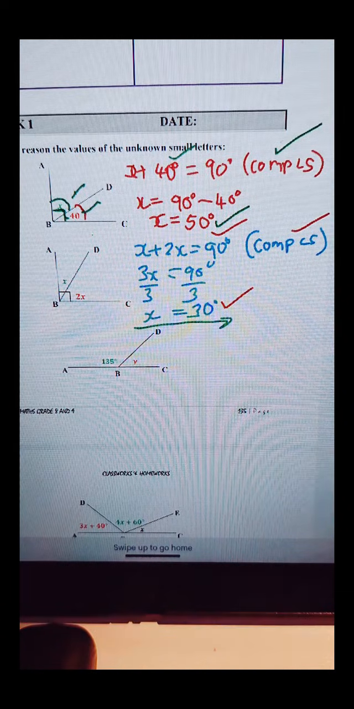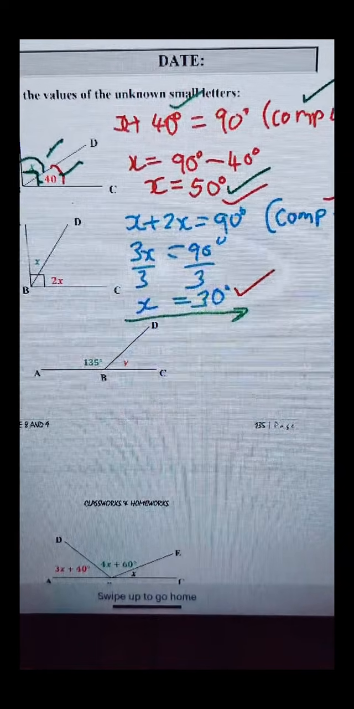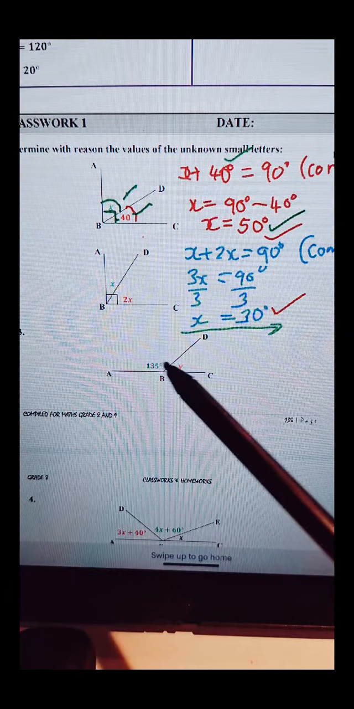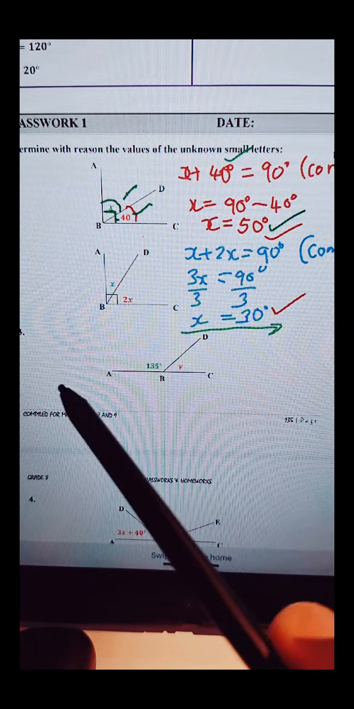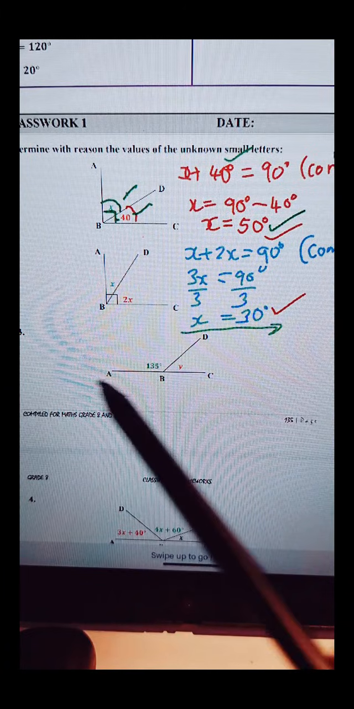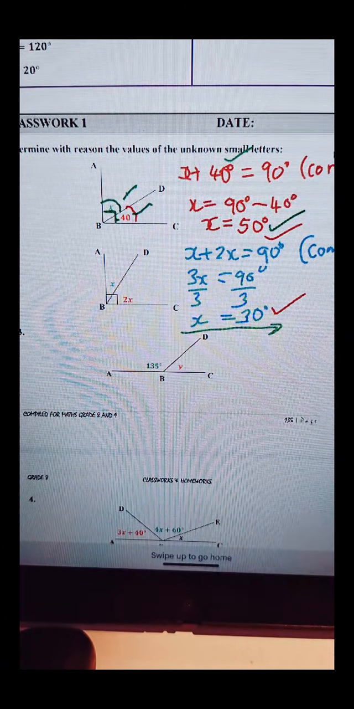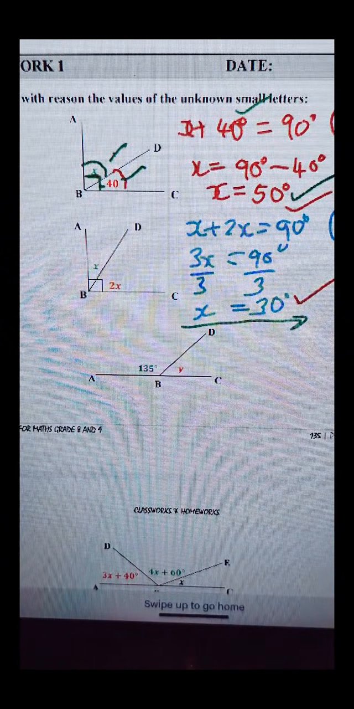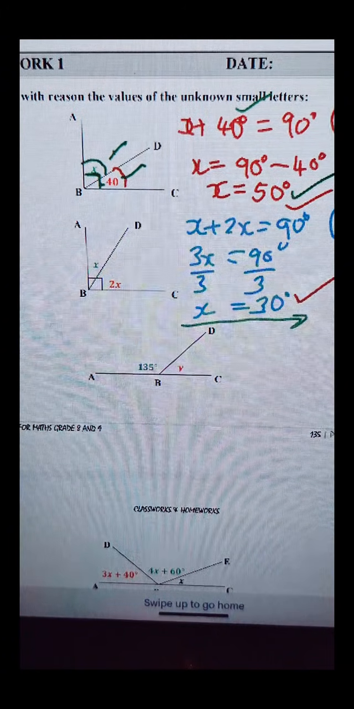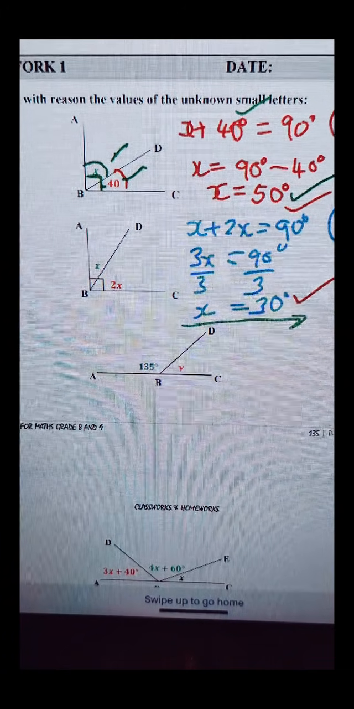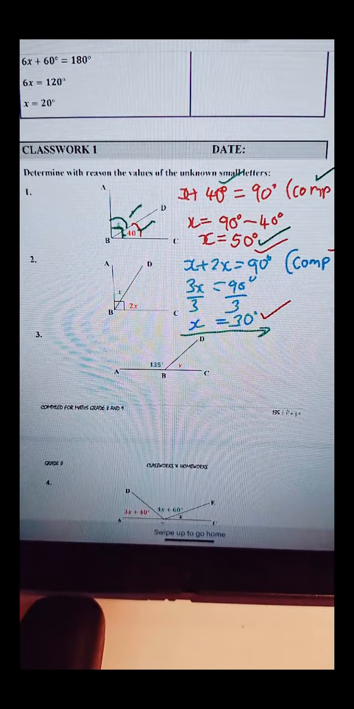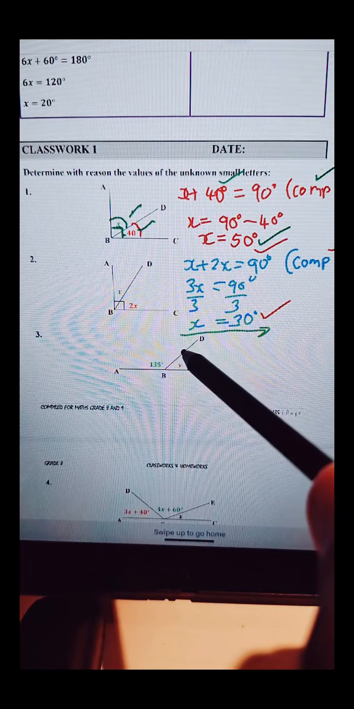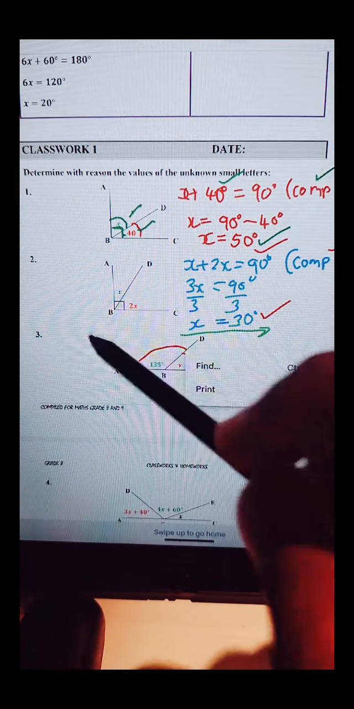Okay, now we have this question. Now unlike the first two, the angles 135 and y, they lie on a what, guys? What do they lie on? What do we call ABC? Line ABC is a straight line. Yes, very good. So we can then say what relationship exists between y and 135 degrees.